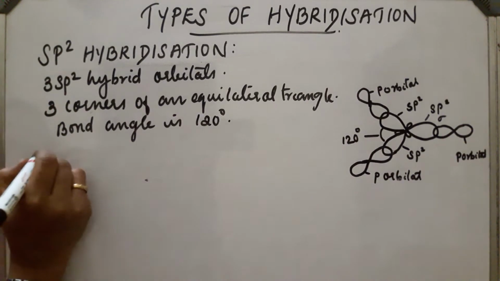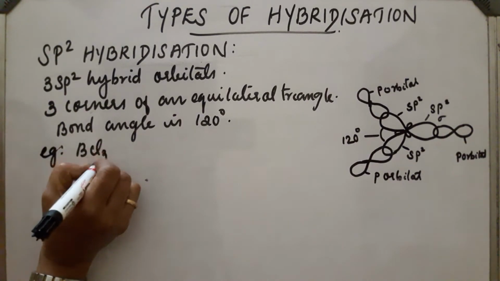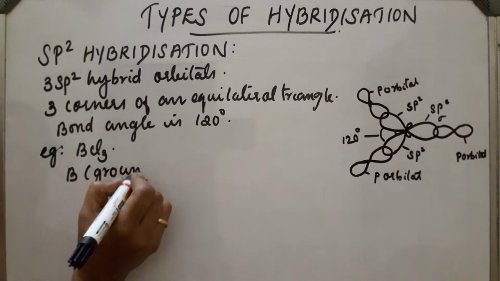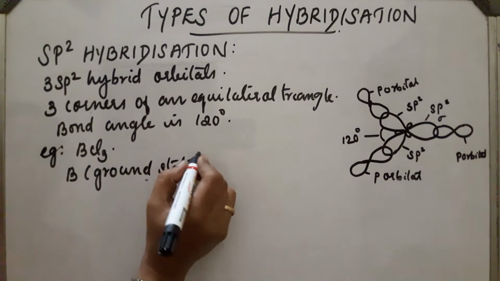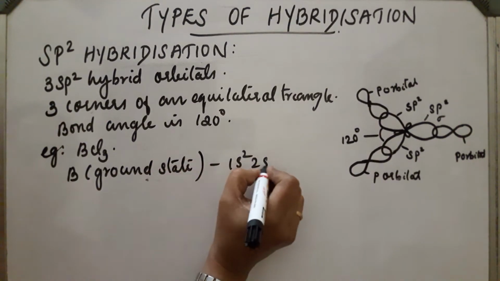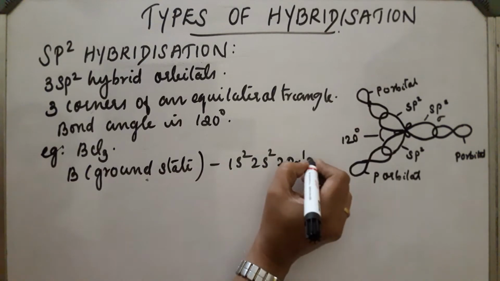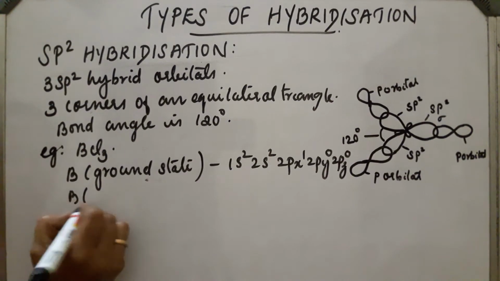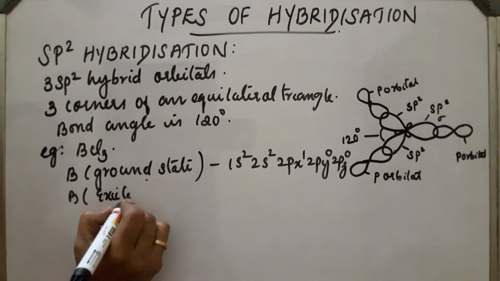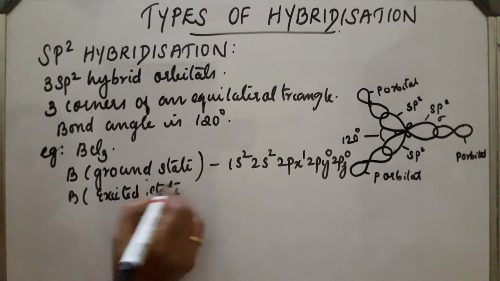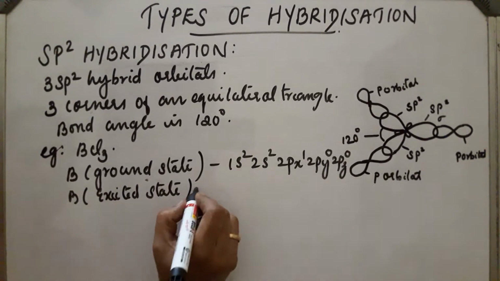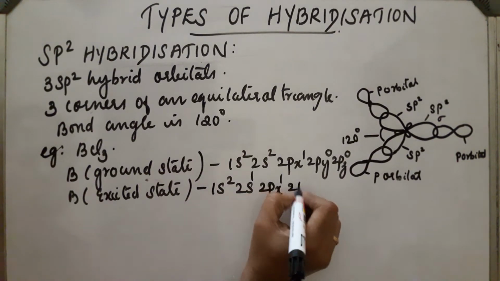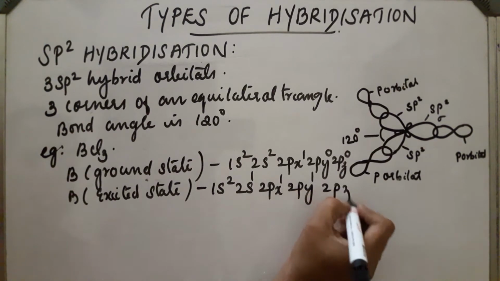Let us take one example, BCl3. Here boron is the central atom. Its ground state configuration is 1s2, 2s2, 2px1, 2py0, 2pz0. In the excited state, one electron from 2s will shift to 2py. So it is 1s2, 2s1, 2px1, 2py1 and 2pz0.